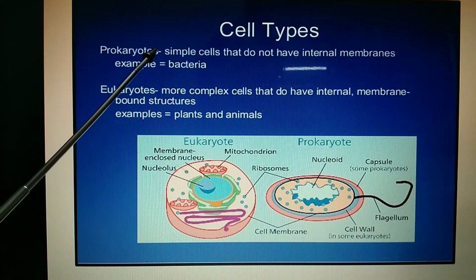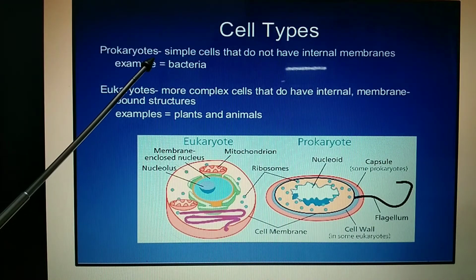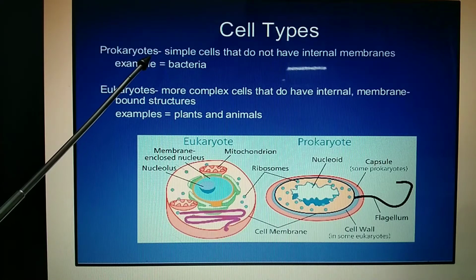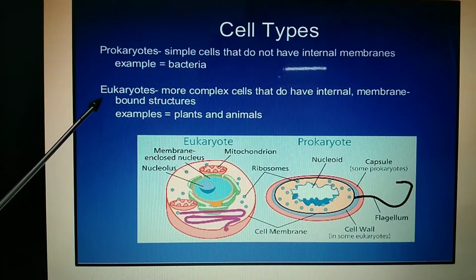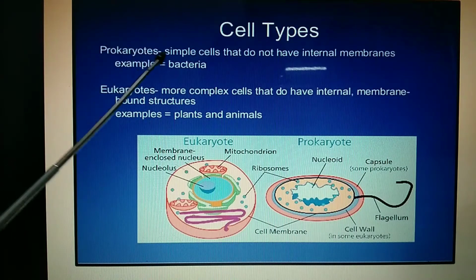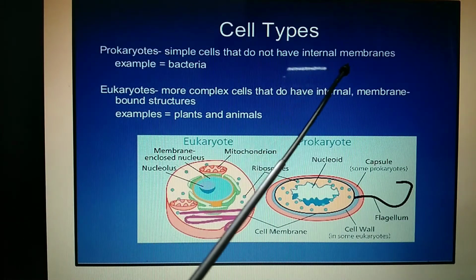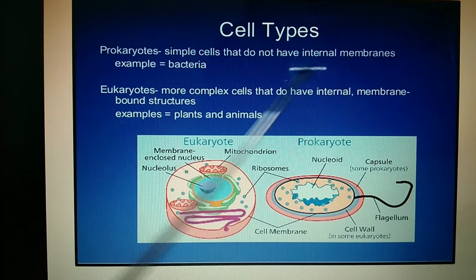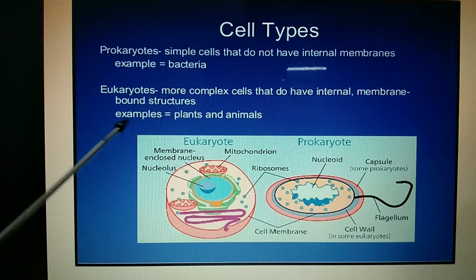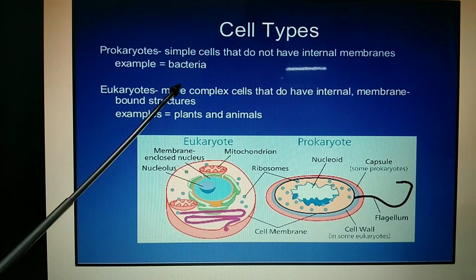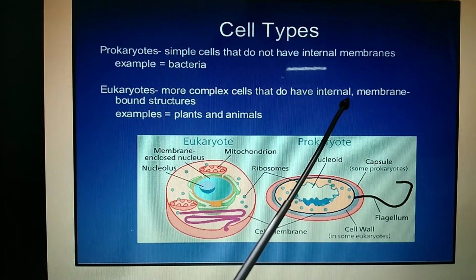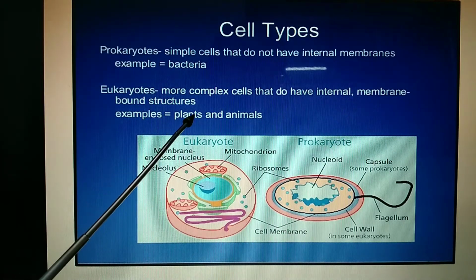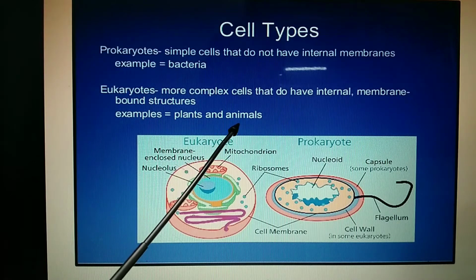Depending on the presence or the absence of any of the structures of nucleus, the cells or the organisms are of two types: prokaryotes and eukaryotes. Prokaryotes are the simple cells that do not have internal membrane or nuclear membranes, for example, bacteria. On the other hand, eukaryotes are the complex cells that have internal membrane bound structures, for example, plants and animals.